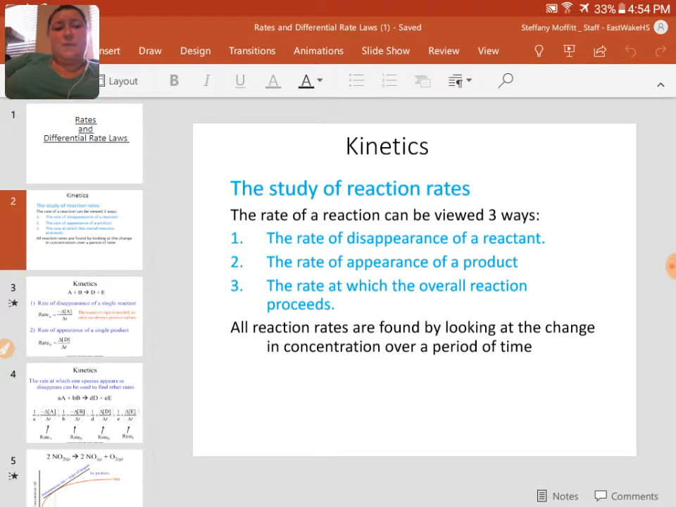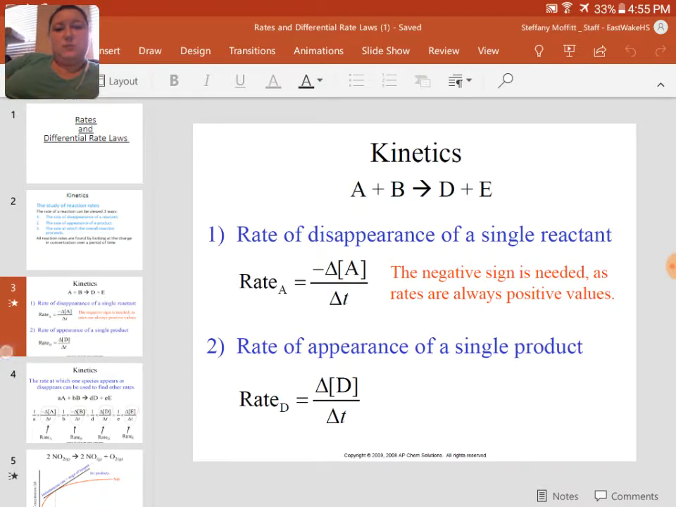All reaction rates are found by looking at the change in concentration over a period of time. So we're looking at the rate in relation to the concentration. When the concentration is lowering, that means it's going away. If its concentration is getting bigger, that means we're getting more of it. All right, so this presentation is a little bit longer, but it can go by pretty quick. So kinetics, jumping right into it.